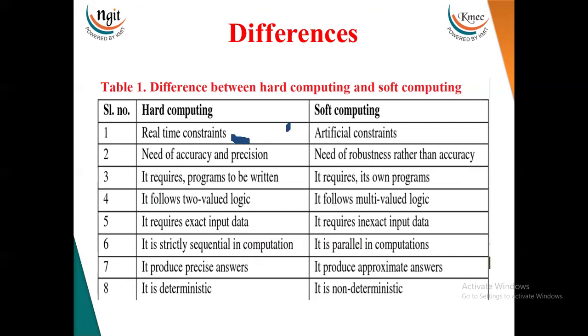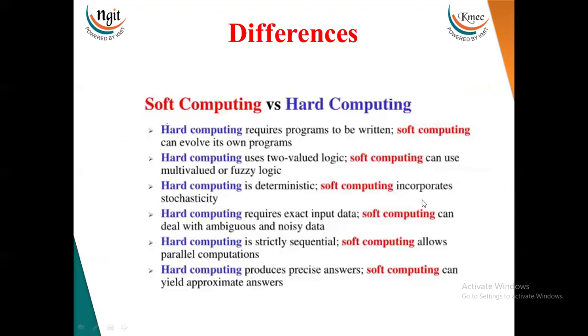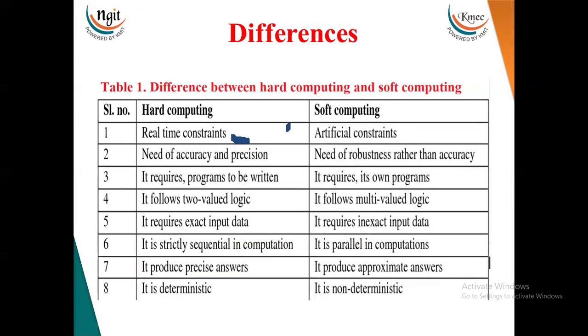Everything it will manage. And the hard computing will follow two-valued logic, meaning it will have only two values, either yes or no. But coming to soft computing, you'll have multi-valued logic, meaning it will have multiple values. Like the fuzzy logic, for example, it will take values from 0 to 1. It will take 0.5, it will take 1, or it will take 0, or it can take values in between. So this is multi-valued logic.